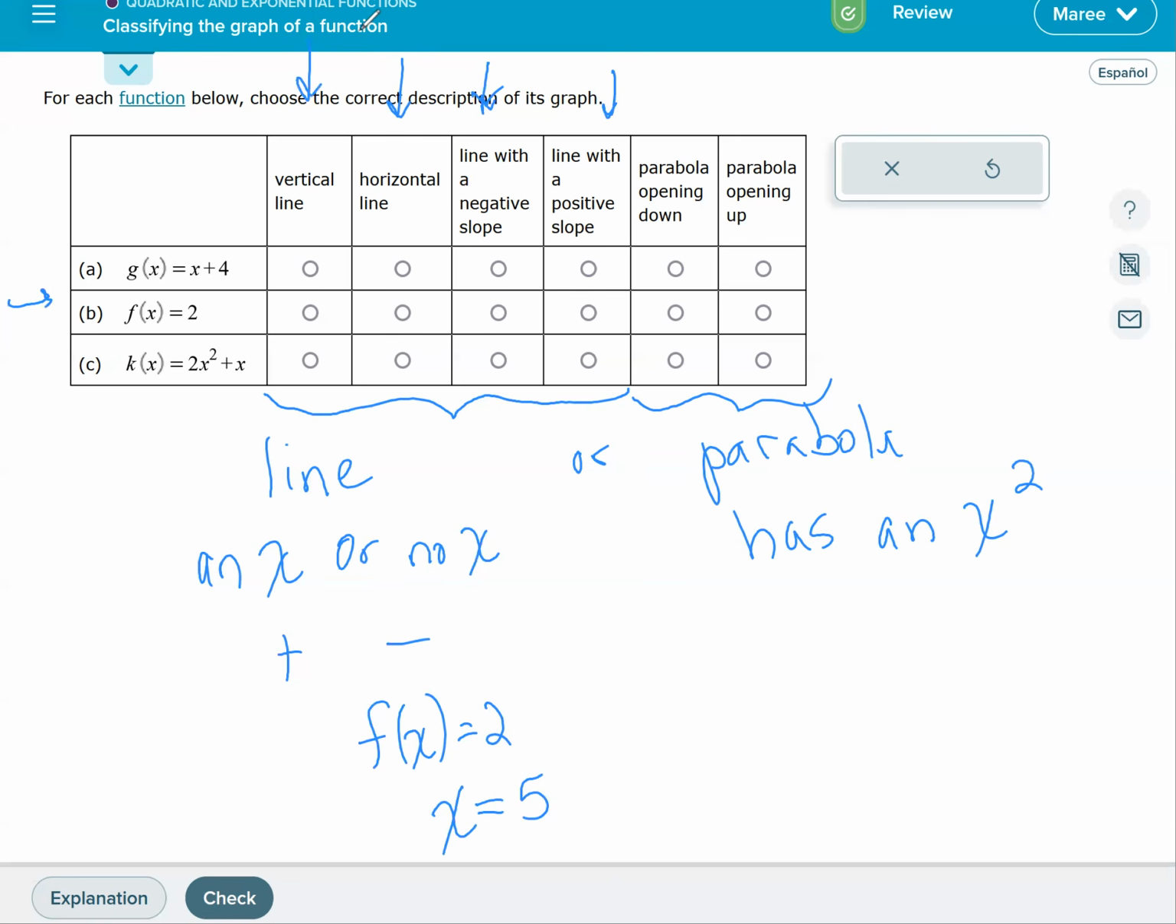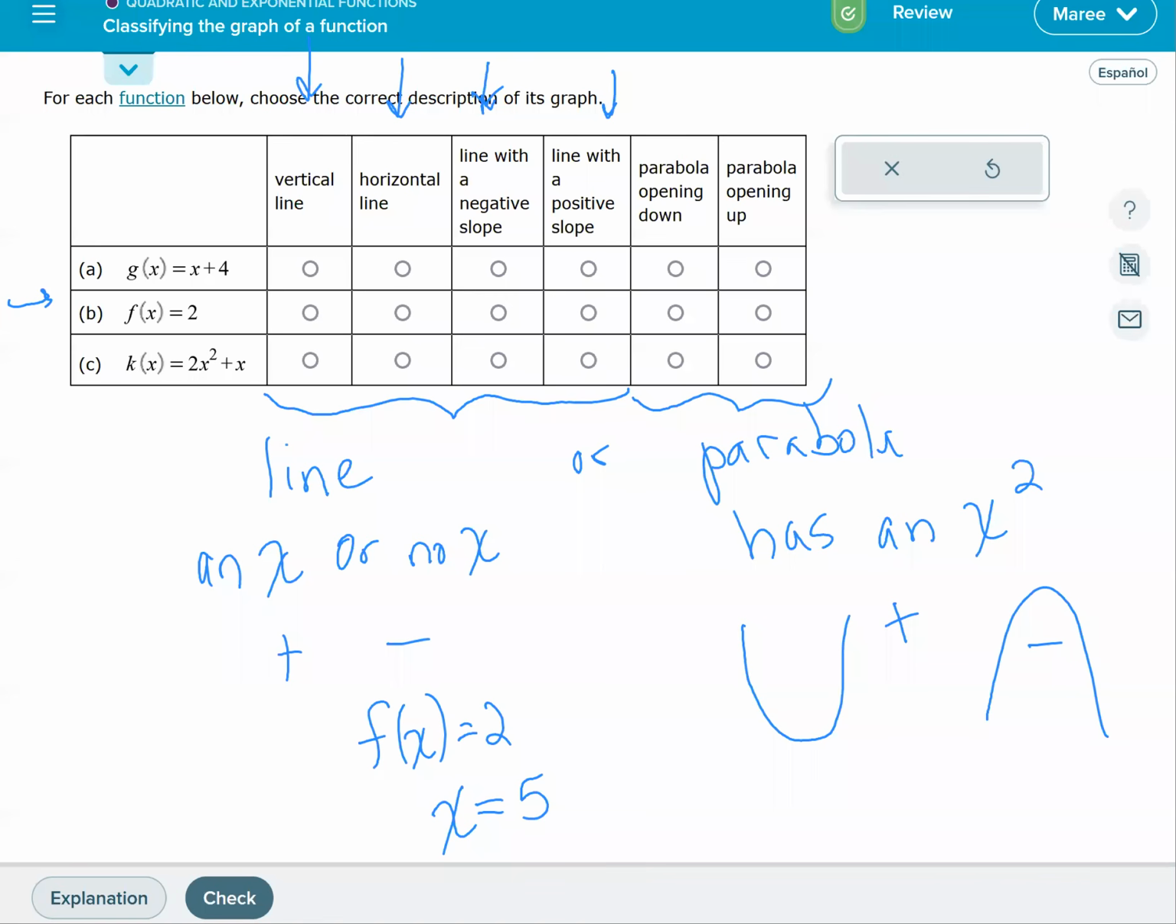The parabola will open up if the leading coefficient, so the number in front of x squared, is positive, and it will open down if it is negative. So the second to last column says parabola opening down. That would be if the number in front of your x squared is negative. And if you have a parabola opening up, that's if the number in front of your x squared is positive.